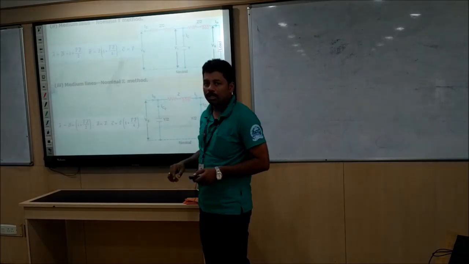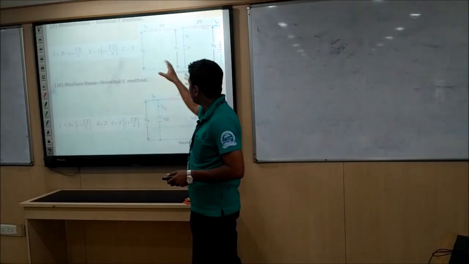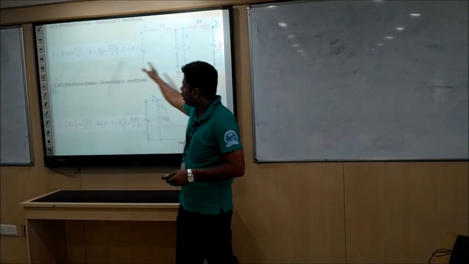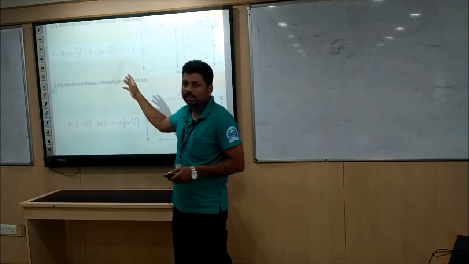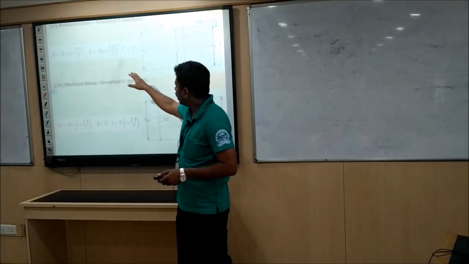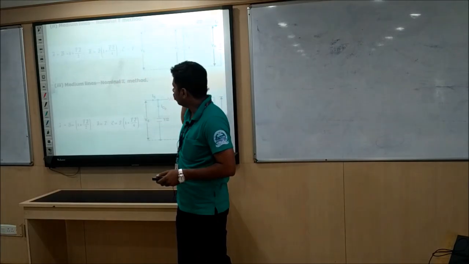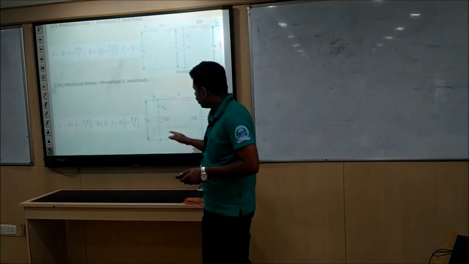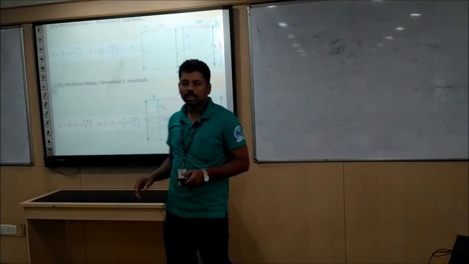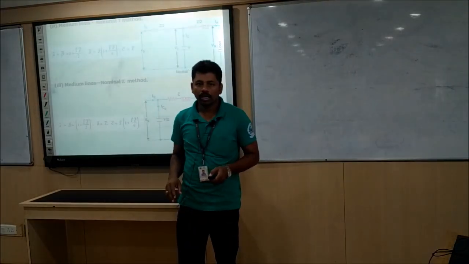Coming to the nominal T method, you know the final expression; compare with that, this is the equivalent circuit for it. Comparing the equations, you get A equal to D equal to 1 plus YZ by 2, B equal to Z into 1 plus YZ by 4, and C equal to Y. These are the expressions. Then for the nominal pi model, there are corresponding expressions. Once again, using these, we can find the voltage regulation and efficiency.